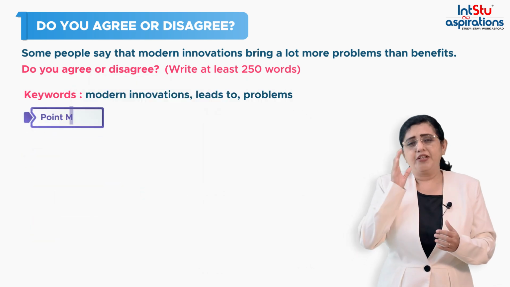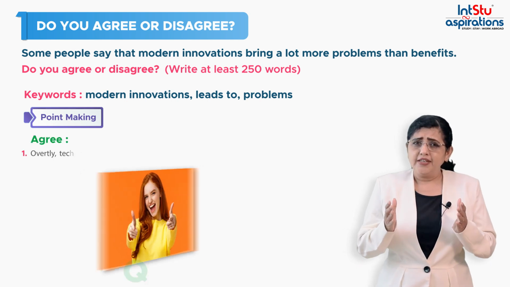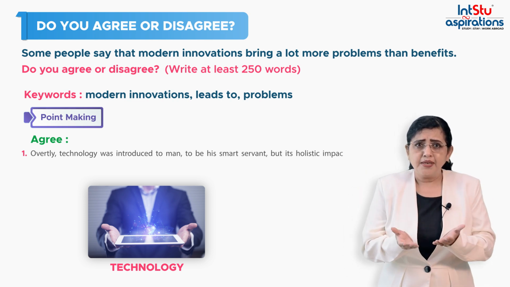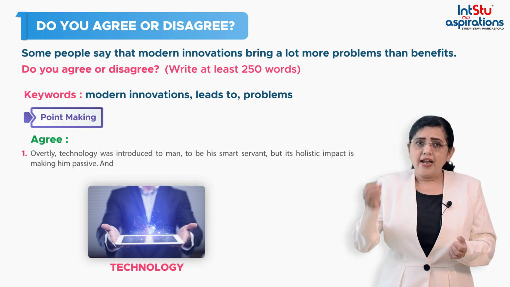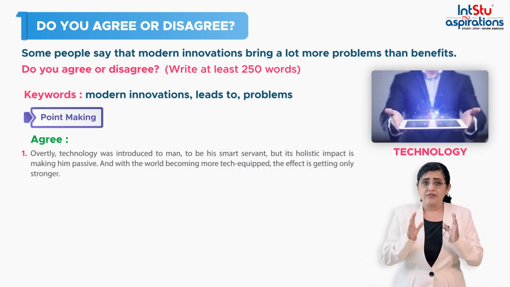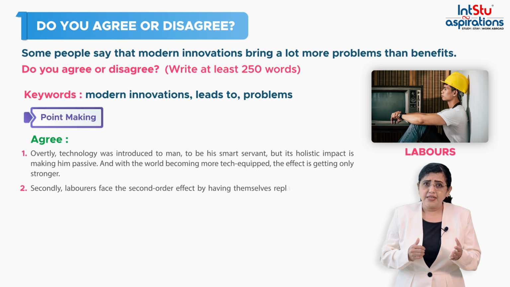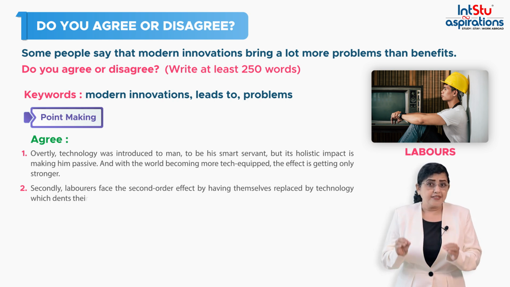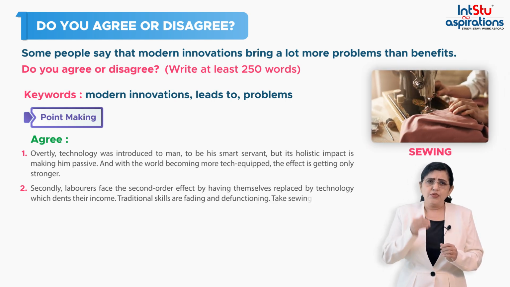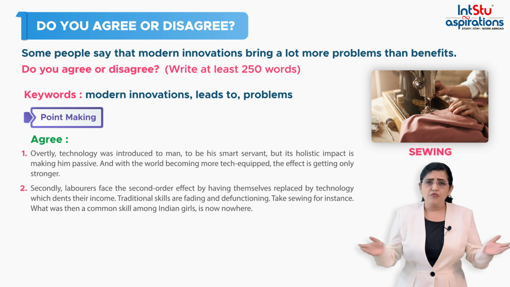So let us begin with the point making. Tell me what makes you agree with the topic. Overtly, technology was introduced to man to be his smart servant, but its holistic impact is making him passive. And with the world becoming more tech equipped, the effect is getting only stronger. Secondly, laborers face the second order effect by having themselves replaced by technology, which dents their income. Traditional skills are fading and defunctioning. Take sewing for instance. What was then a common skill among Indian girls is now nowhere.